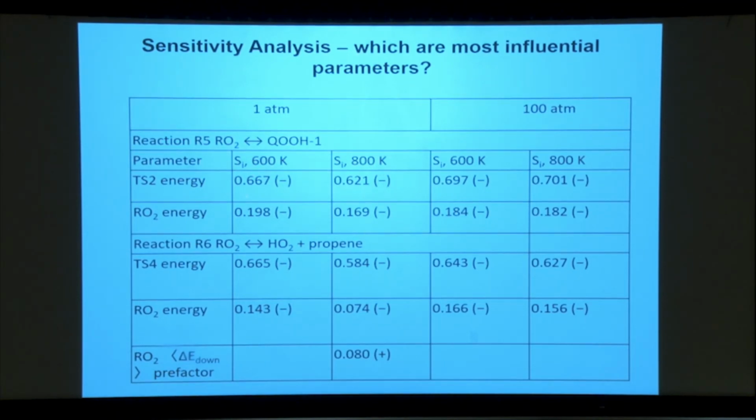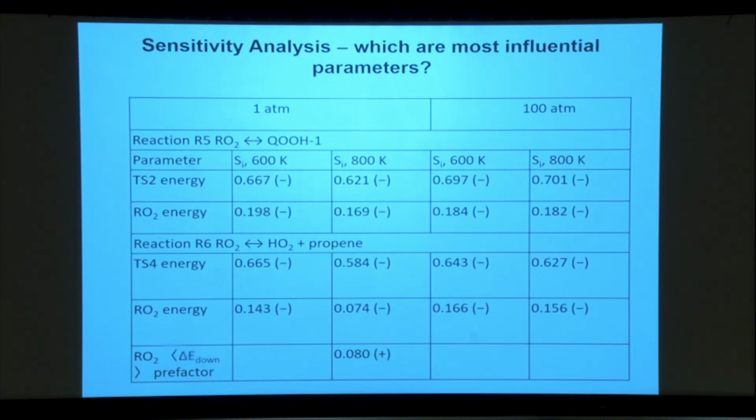sensitivity. What this number means is that if a parameter has a sensitivity of 0.667, it's causing 66.7% of the variance in the predicted output. Okay, so that's 2/3 of the variability in the predicted output coming from the uncertainty in the transition state for that reaction. That makes sense.